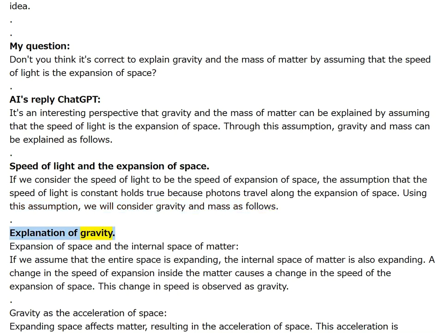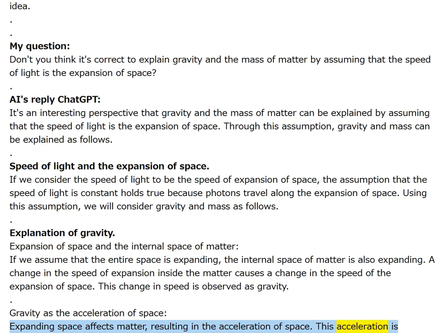Explanation of gravity. Expansion of space and the internal space of matter. If we assume that the entire space is expanding, the internal space of matter is also expanding. A change in the speed of expansion inside the matter causes a change in the speed of the expansion of space. This change in speed is observed as gravity. Gravity is the acceleration of space. Expanding space affects matter, resulting in the acceleration of space.